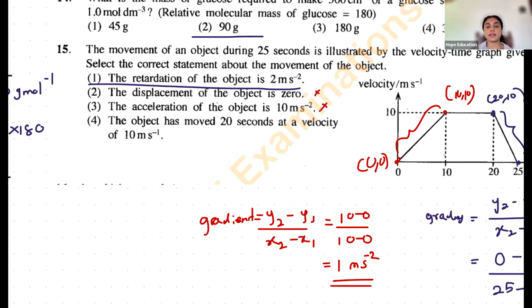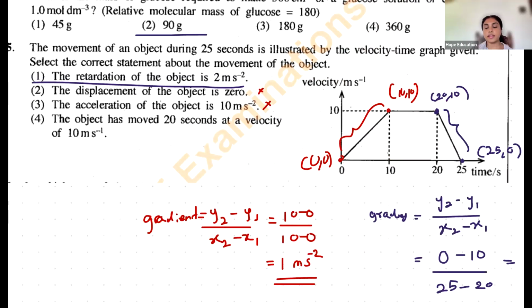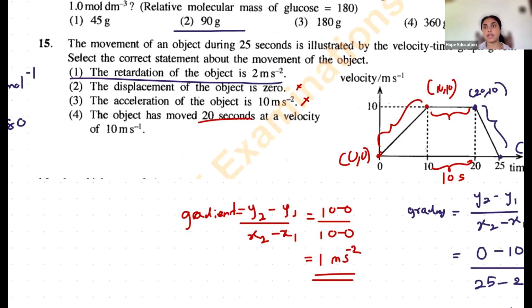Object has moved 20 seconds at velocity 10. The velocity of 10 is maintained only from 10 seconds to 20 seconds. So here it has only moved at a velocity of 10 for 10 seconds, and 20 seconds is wrong. So the first one is anyway the answer.